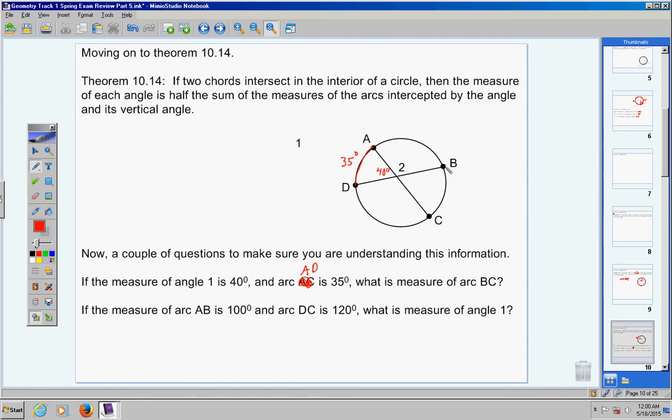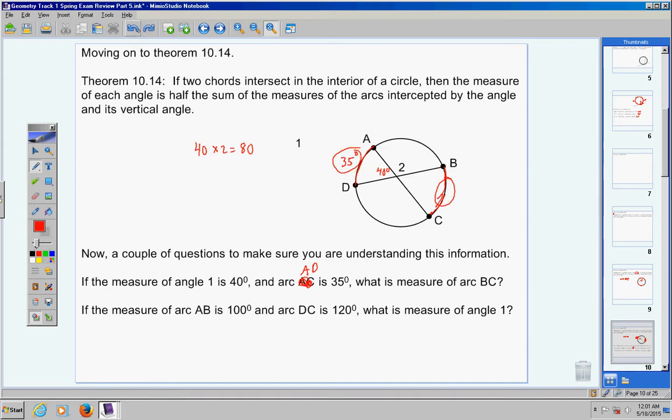What would this arc over here have to be? Now, there's 2 ways to do this. First of all, remember, if you add this arc plus this arc and divide it by 2, you get 40. So if your angle is 40, what you could do is take that angle in your head, multiply it by 2. That gives you 80, and then you know this arc plus this arc have to add up to 80.